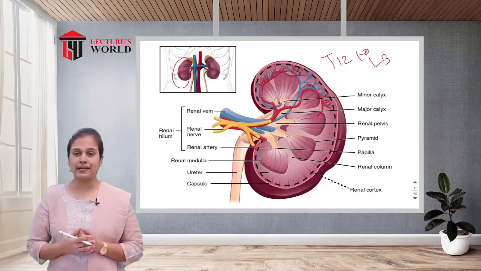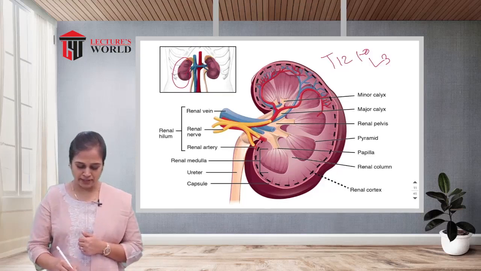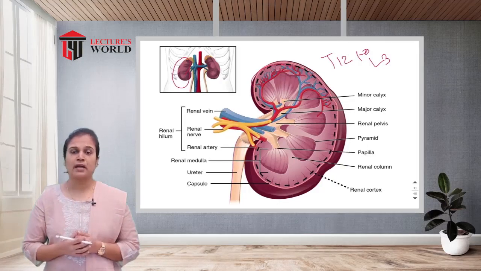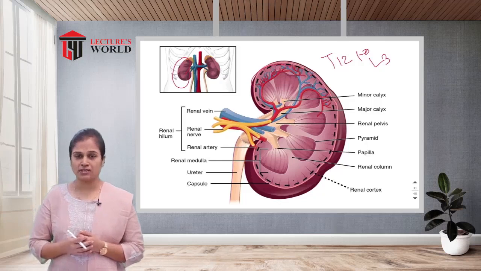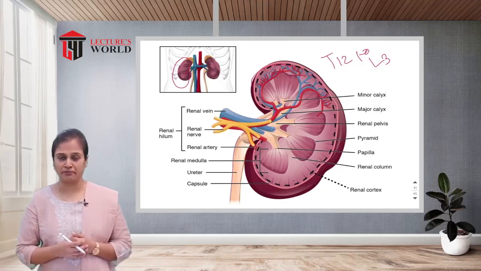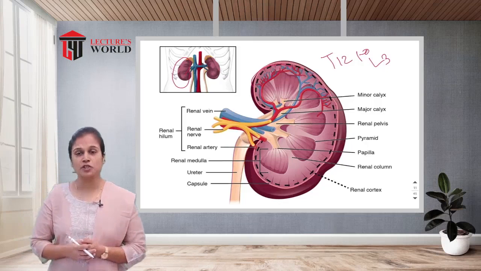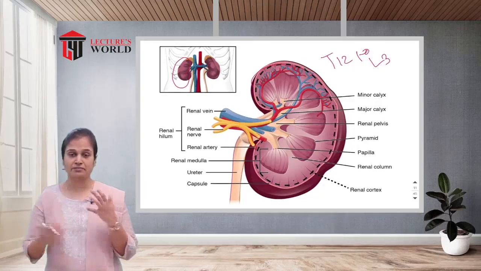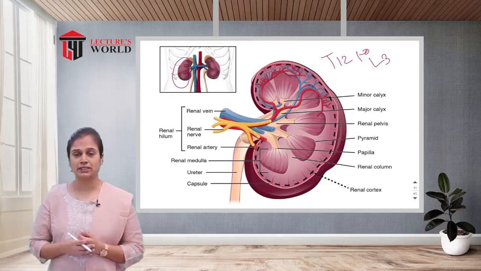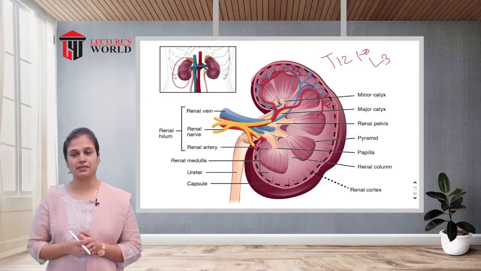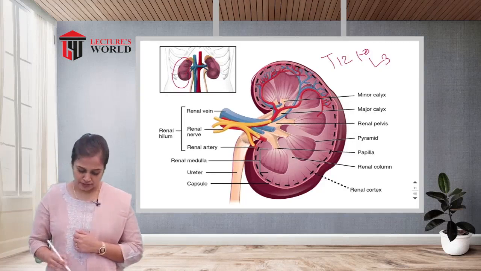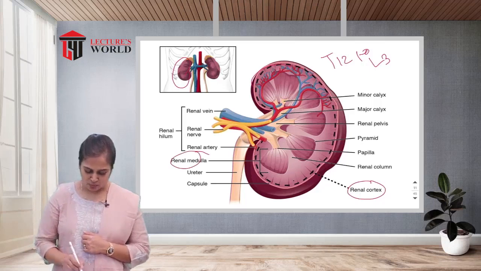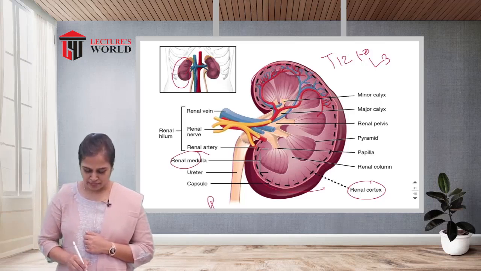In the external anatomy of the kidney, it has three layers. The innermost layer is the renal capsule, the second layer is the adipose capsule, and the third layer is the renal fascia. The internal anatomy is what we visualize when we take a section of a kidney. Internal anatomy of the kidney is divided into two: first the renal cortex, second the renal medulla, and both make up the parenchyma.